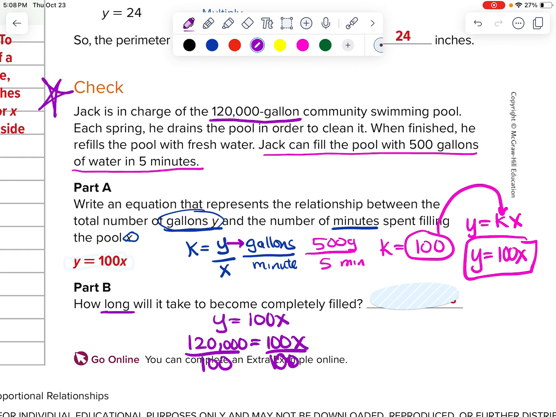Divide by 100. These will cancel and give me 1. So x would equal 120,000 divided by 100. Do that on your calculator. And we get 1,200. What? Well, let's look. x represents minutes. So 1,200 minutes. Did anybody wonder, well, how many hours is that? If you know there are 60 minutes in an hour, if I divide by 60, I would find out that that is 20 hours. And some of you maybe already found that out.